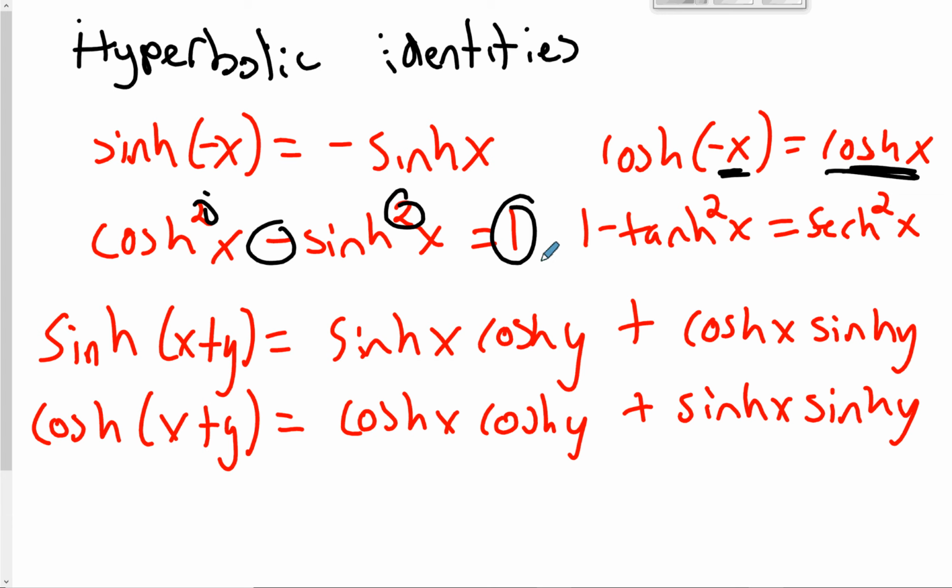And then we have the addition formulas, and you could do subtraction as well, for hyperbolic sine and hyperbolic cosine of two angles. It looks like this.